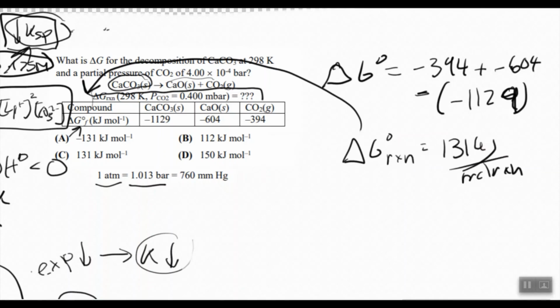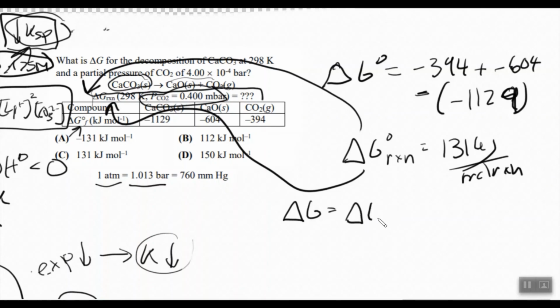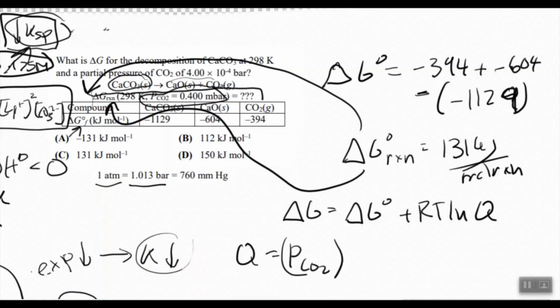Now, to get from delta G naught to delta G at a new condition, we have to use this equation, which gives us the new condition, delta G, from the old condition at standard state, plus RT ln Q. Now, we have some missing variables. We want to know what Q is. Q for this reaction is simply the pressure of CO2, because everything else is a solid.